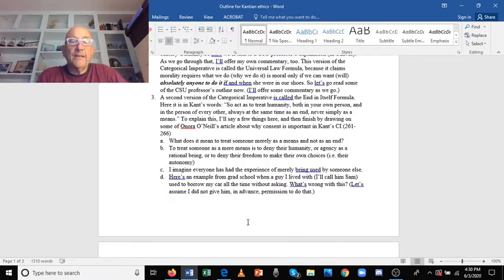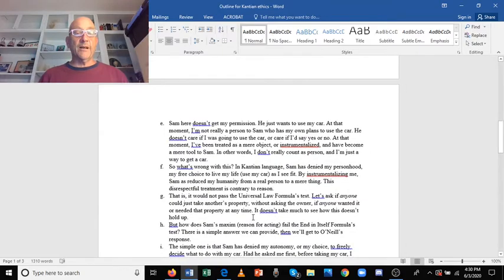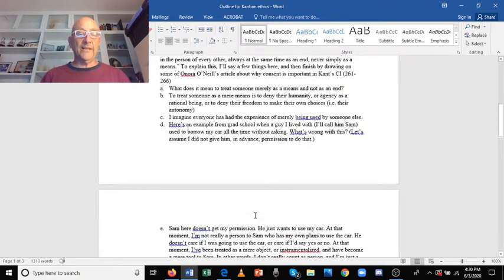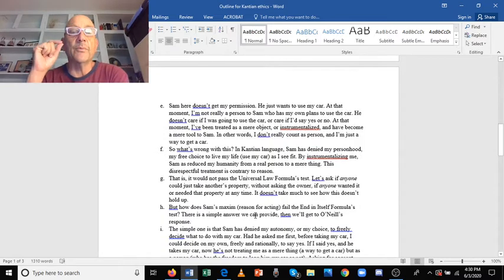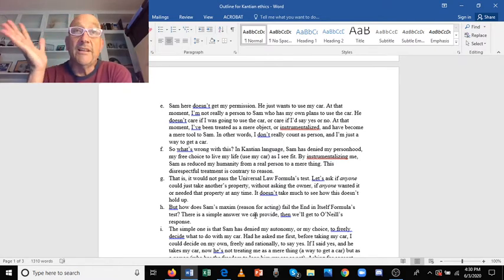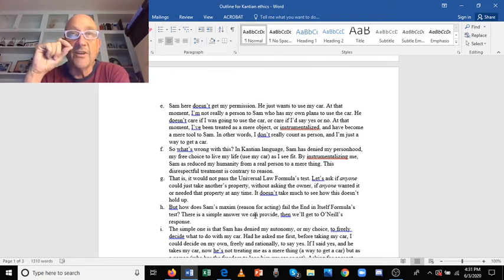What's wrong with this? Now, let's assume I did not give him in advance permission to do it. In fact, I didn't. I parked it up front, but I never said, take it whenever you want. So I'm on letter E here, so 3E. Sam, in my example, doesn't get my permission. He just wants to use my car. At that moment, when Sam just takes the car and doesn't ask me, I'm not really a person to Sam. I'm not a person who has my own plans to use the car or maybe lend it to somebody else or whatever. Of course, Sam doesn't care if I was going to use the car or if I'd say yes or no. I mean, that's the whole point. If he cared, he'd ask me in advance.